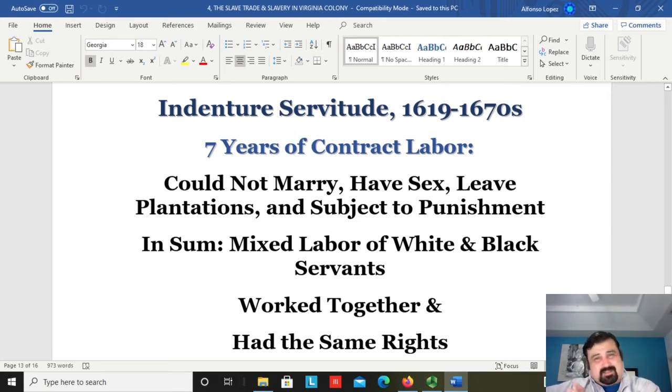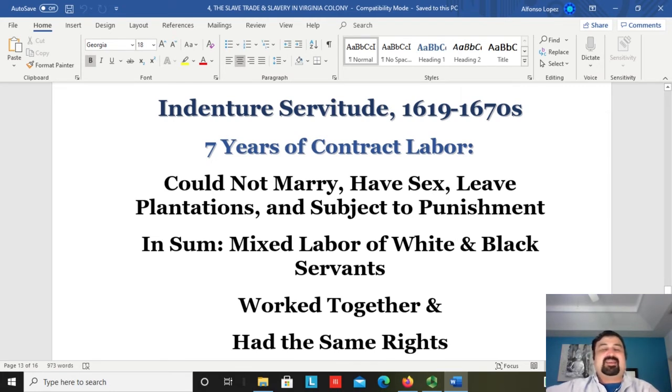This is the system that dominated the Virginia colony from 1619 to 1670, thereabouts. In the 1670s, indenture servitude was already being replaced, as we'll see, with African slavery. But again, it pretty much dominated the Virginian economy for many decades. This is how the Virginia Company operated, by bringing servants from England under labor contracts.